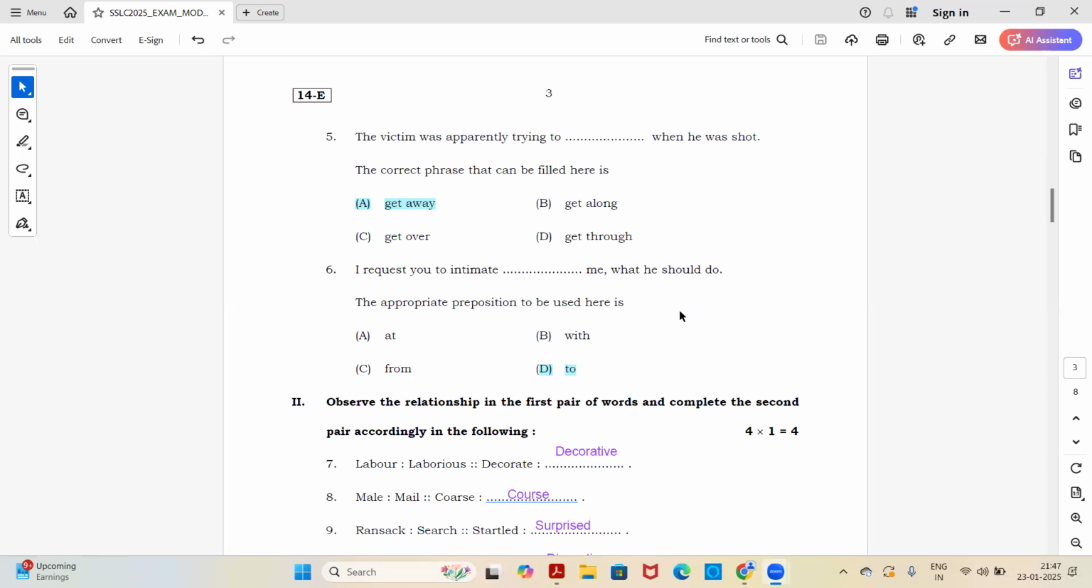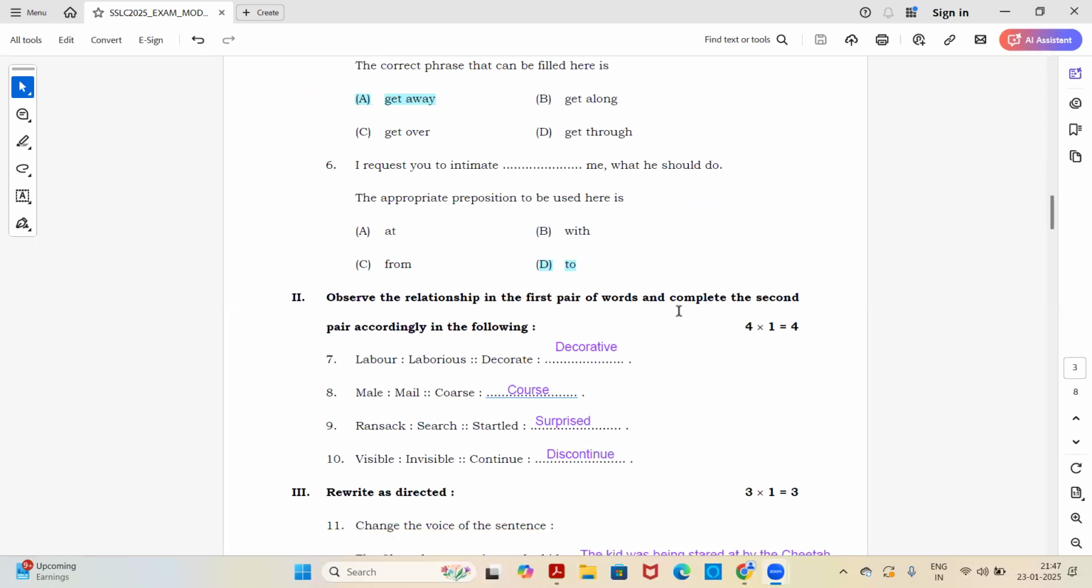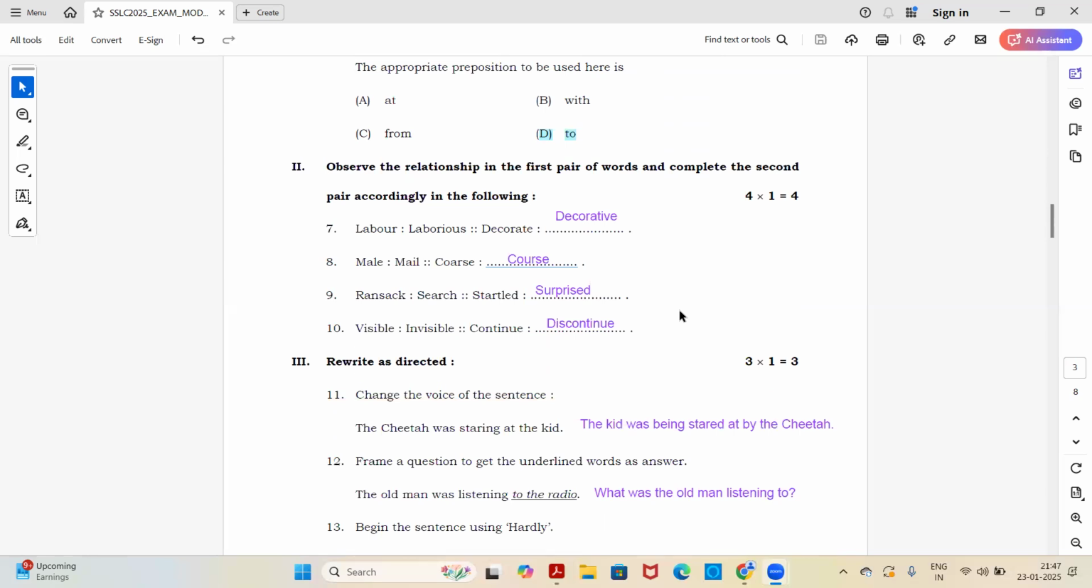So here we finish our first main, the grammar MCQs. Now let's move to the second main. Observe the relationship in the first pair of words and complete the second pair accordingly. It's a 4-mark main, 1 mark each. There are 4 questions. This is also known as analogy, where you need to see the relation in the first pair of words and, with the same relation, fill in the blank for the second word. So labor is to laborious, as decorate is to decorative. It's an adjective which is used here.